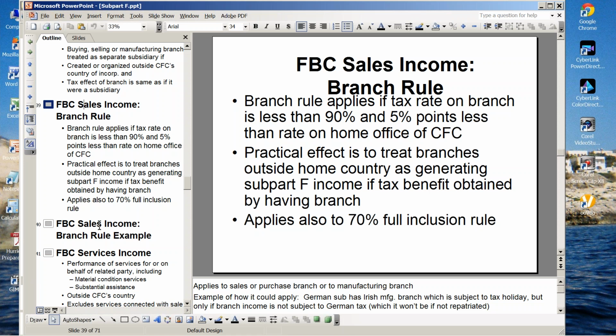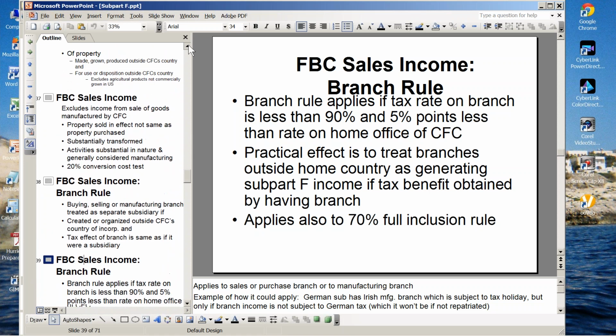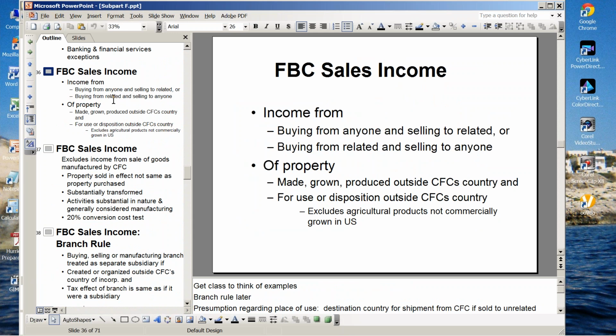Okay, so let's recap foreign-based company sales income. We'll go back to that slide. Foreign-based company sales income is income from buying goods from somebody and selling them to a related party, or buying from a related party and selling to somebody, where the goods both originate and are destined outside the CFC's country.